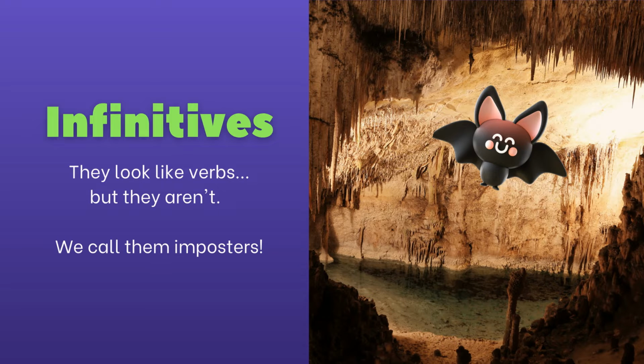By Mrs. Taylor. Whoa! Did you see that? Today we're batting over infinitives. But what exactly are infinitives? An infinitive is a word that looks like a verb, but it really isn't. It usually comes after the word to. These words are called imposters because they look like a verb.